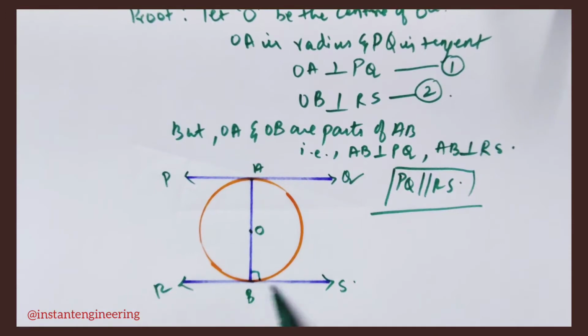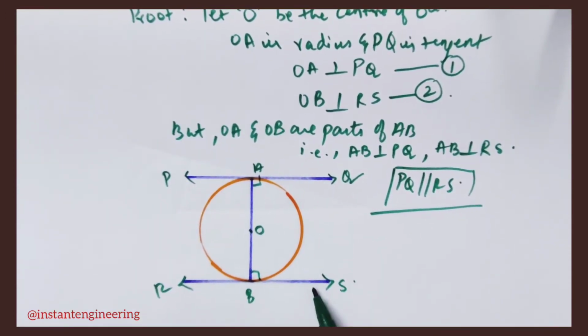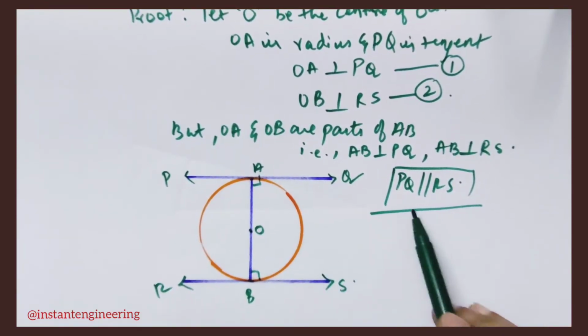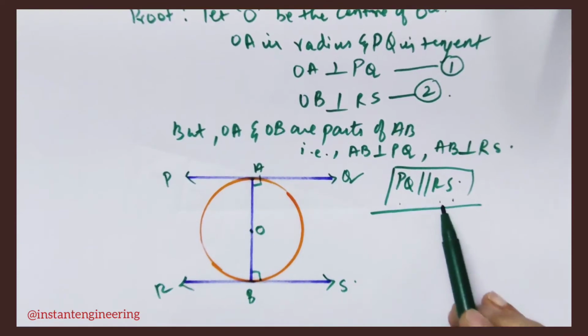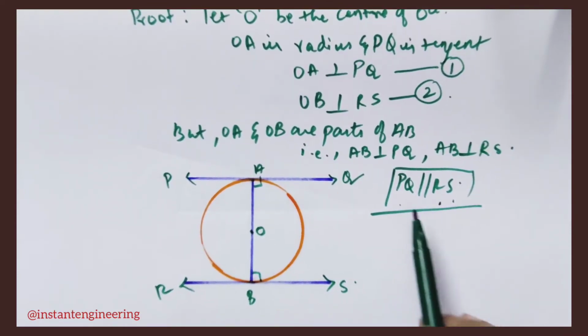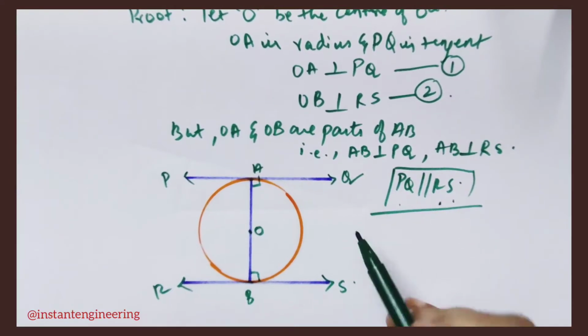This is perpendicular, 90 degrees over here. Here also 90 degrees. If these are perpendicular to the same line, that means they are parallel. These two lines are parallel. PQ is parallel to RS. That is what we were asked to find. There is another method to prove this also. I'll just show it.